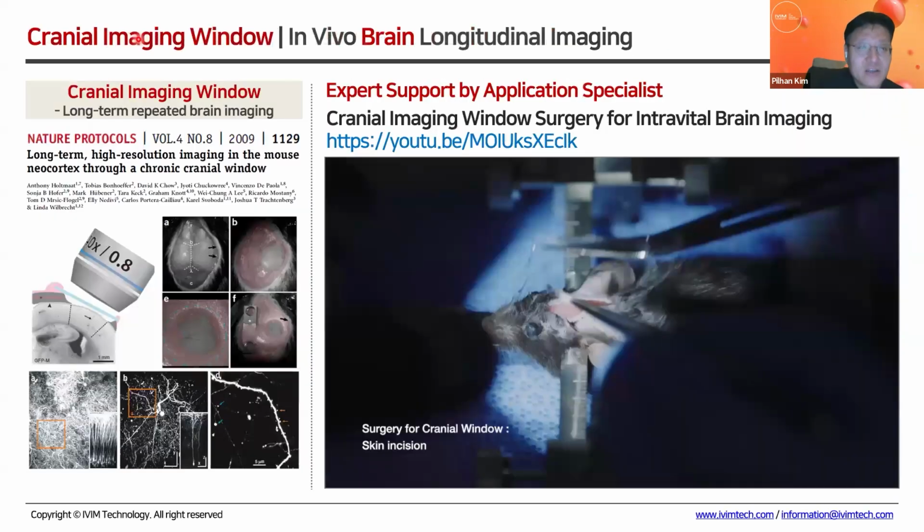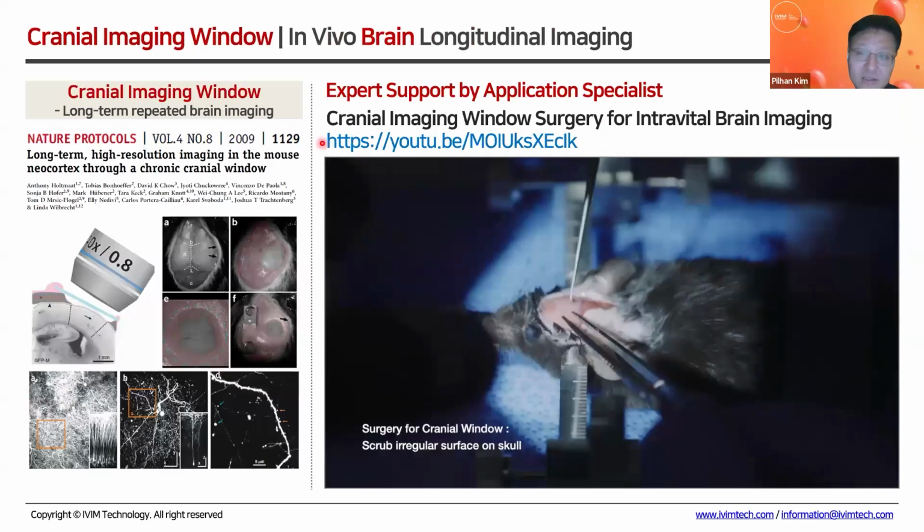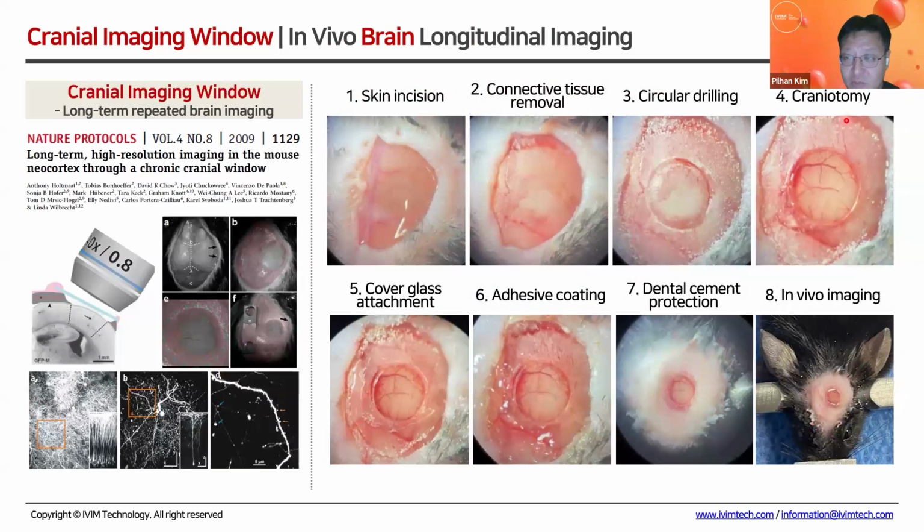Okay, this is finally the cranial imaging window technique. Basically, we do a craniotomy. We remove the skull with a diameter of 3 millimeters, and then we put a transparent cover glass on here, and then protect the exposed skull with dental cement. After this surgery, we can directly see the brain through this transparent glass.